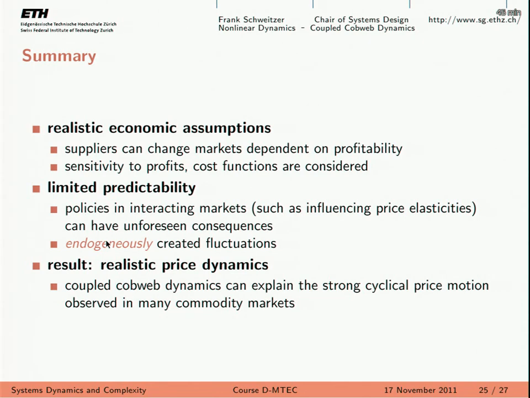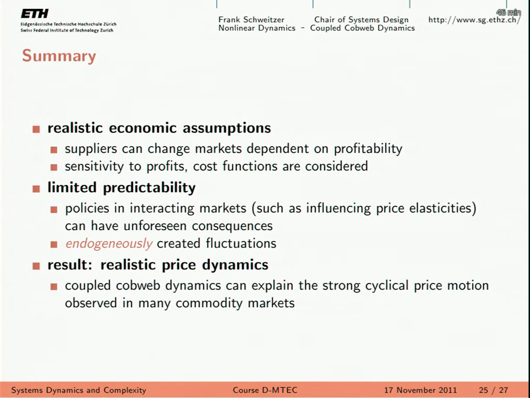Well, first of all, these are endogenously generated fluctuations. They are generated by the structure of our system. They're not imposed from above, with somebody introducing chaos into the markets. They're just generated by the coupling of the two markets and the nonlinearity that this coupling introduces.